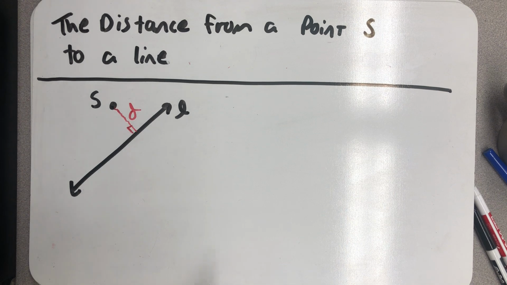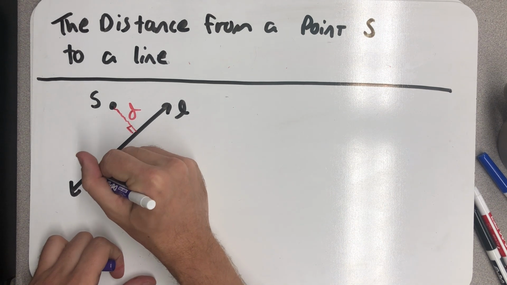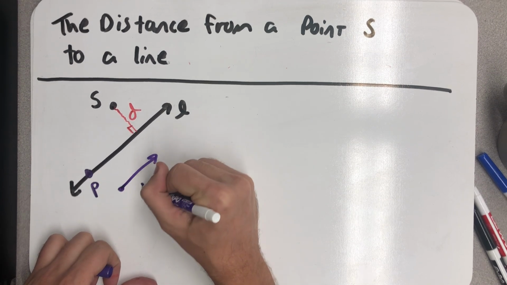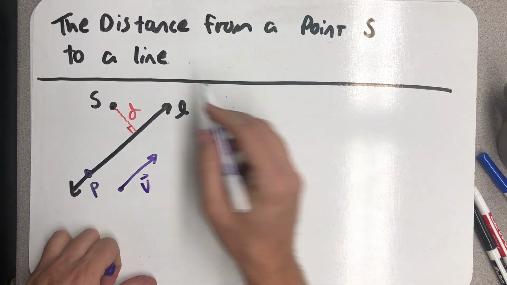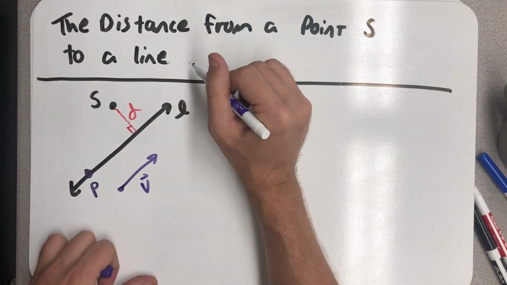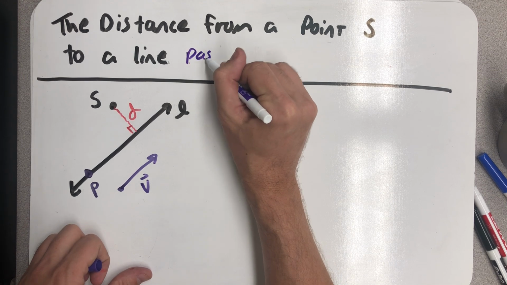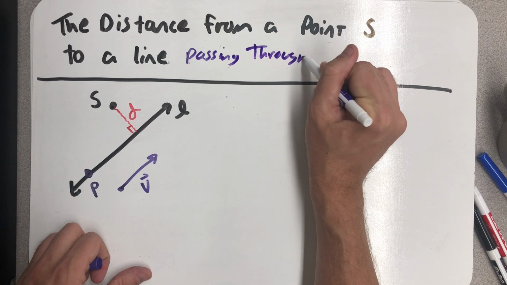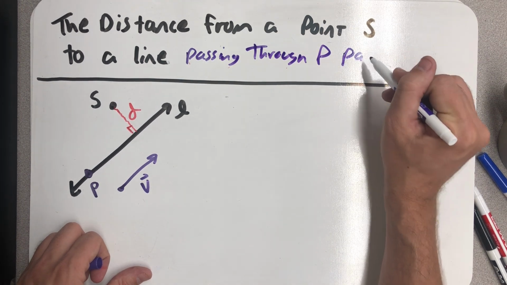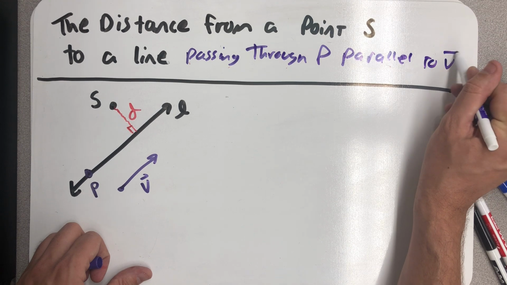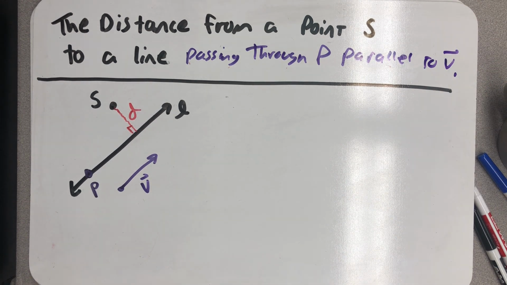Well, because this is a line in space, or because I'm thinking about it as a line in space, I know I should be able to find a point on the line that I'll call P and a vector parallel to the line. And so I'm going to write that up here, that I want to find the distance from a point S to a line, but more specifically, the line passing through P parallel to V.